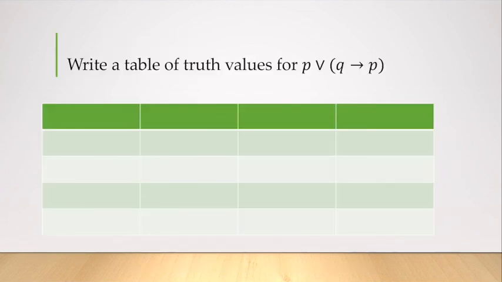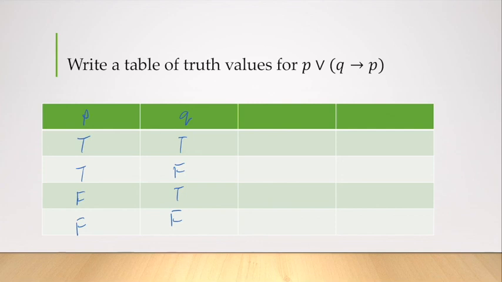So let's go ahead and write a truth table for P or Q implies P. So I need a column for P, I need a column for Q. True, true, false, false, true, false, true, false. This is so I can cover every possible combination.